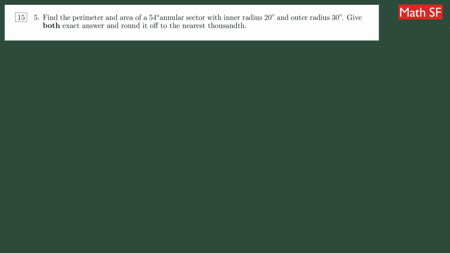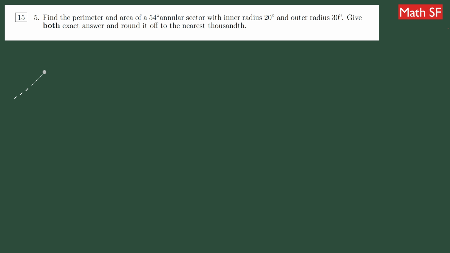Problem number 5. Find the perimeter and the area of a 54 degree annular sector with inner radius of 20 inches and outer radius of 30 inches. Give both exact answer and then round it off. So what we're going to do here, we're going to first try to visualize what they're asking you. So here I'm going to try to draw my annular sector.